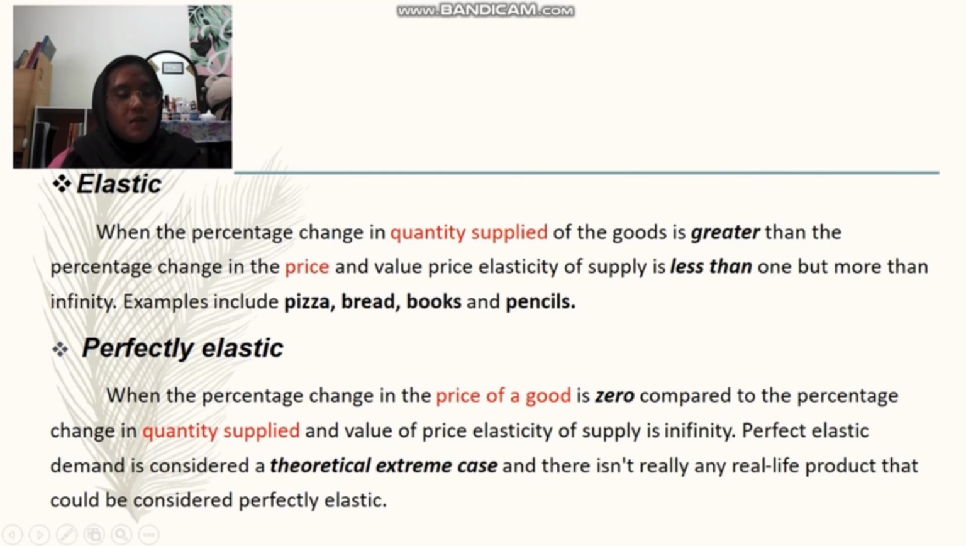And the last one is perfectly elastic. Perfectly elastic is when the percentage change in the price of a good is zero compared to the percentage change in quantity supplied, and the value of the price elasticity of supply is infinity. Perfectly elastic is considered a theoretical extreme case, and there is not really any real-life product that could be considered perfectly elastic.